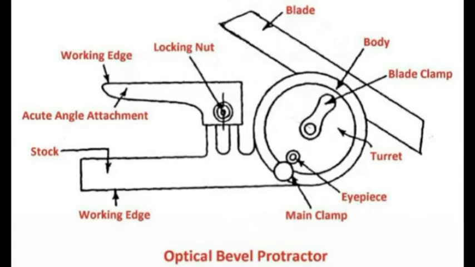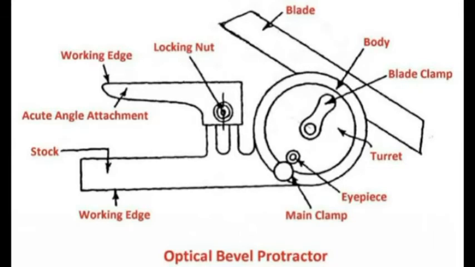So if you look at it, here is a working edge also. You can keep an acute angle, and this is the base. There is a clamp, and here you have a small eyepiece to look at a reading. Here the blade comes in contact with the workpiece, and the blade clamping device we use is very similar to that of the bevel protractor, except for the optical part which is visible.